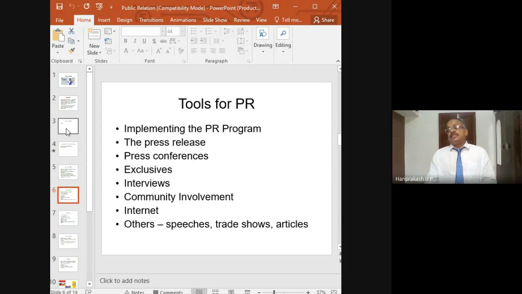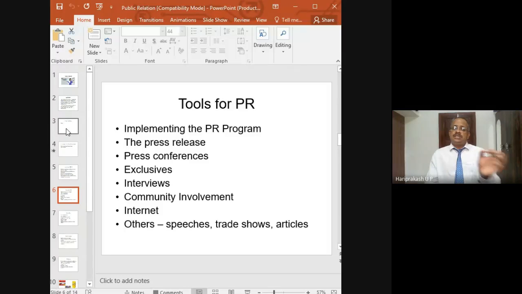Community involvement, involving some of the communities. Say maybe in a village, some drive may be conducted, cleaning drive in the villages, or planting trees, cleaning of the lakes, water preservation, rainwater harvesting. Some of these activities, beach cleaning, or creating some awareness about something. So now some pandemic awareness may be created. So all these are community involvement. Internet may be used for public relation activities. Other ways, say speeches, trade shows, articles.